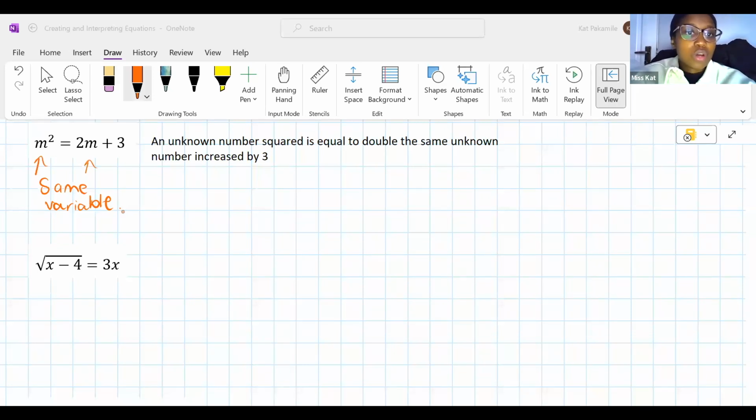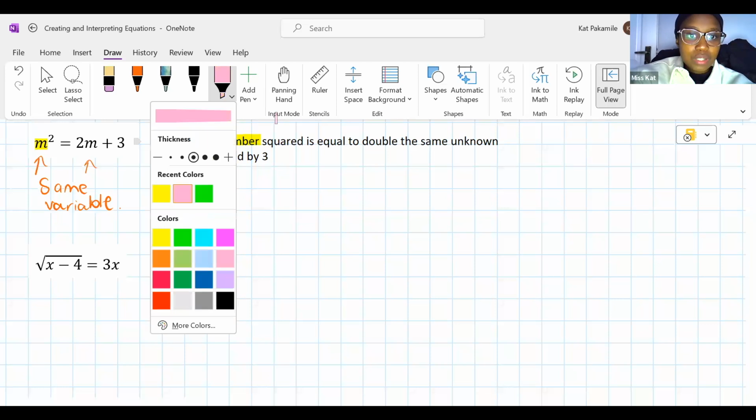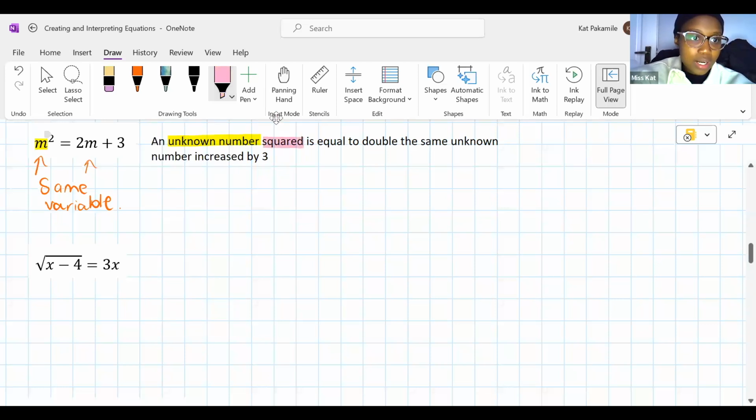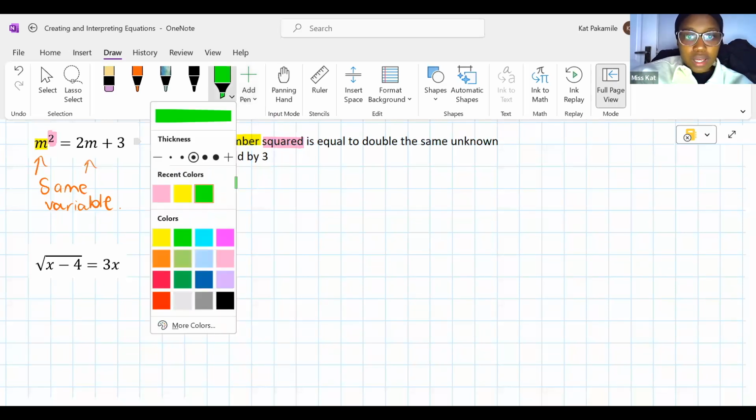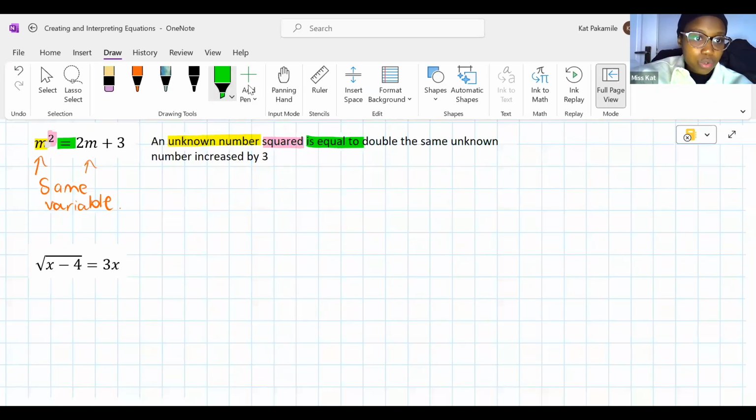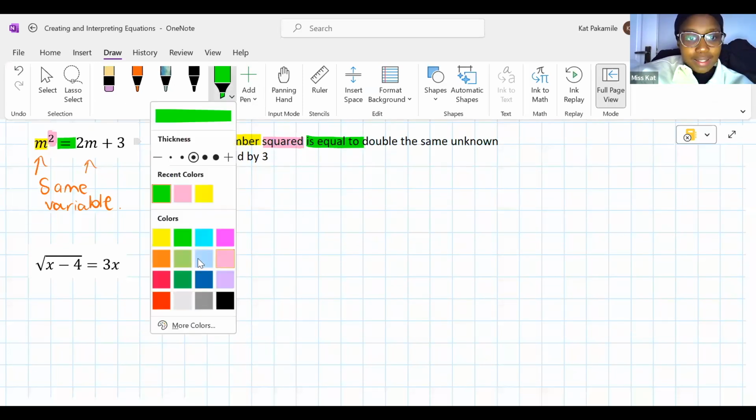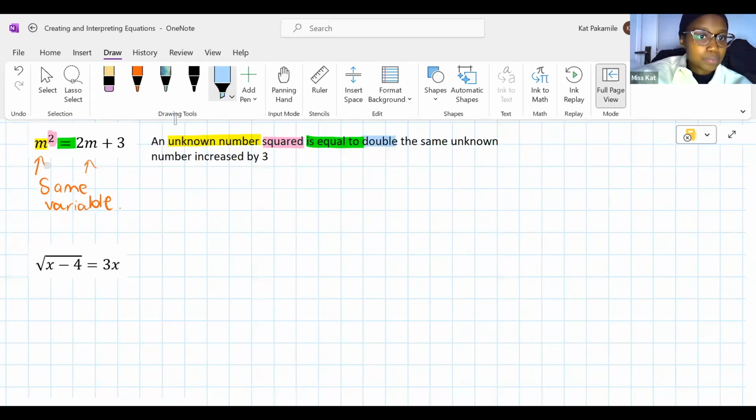Okay. So an unknown number, right? Which would be m. Do you agree? Yes, ma'am. So an unknown number squared, that accounts for that little 2 at the top. You still with me? Yes, ma'am. Is equal to, the equal sign, twice or double. What does double mean? Times. Times by what? A very specific number. 2. There we go. That's where that 2 comes from. You see that? Yes, ma'am.